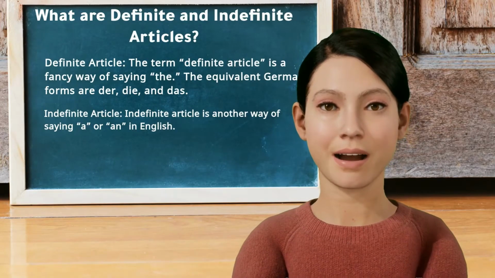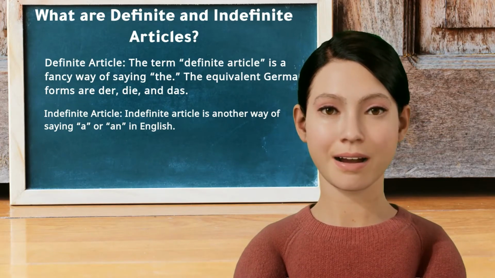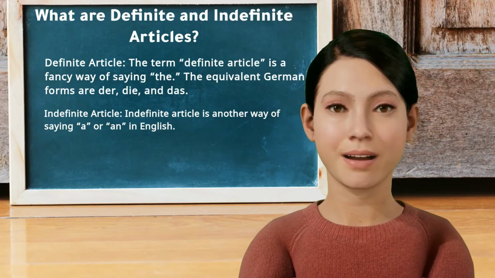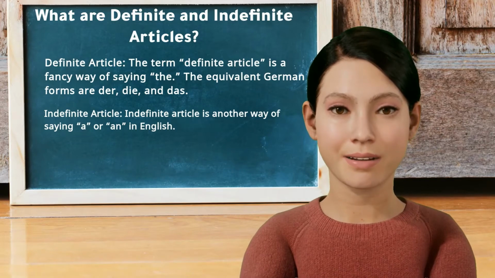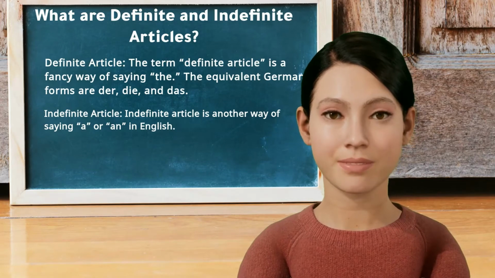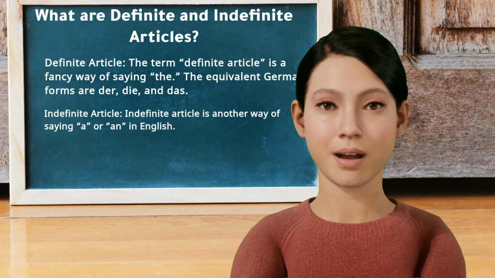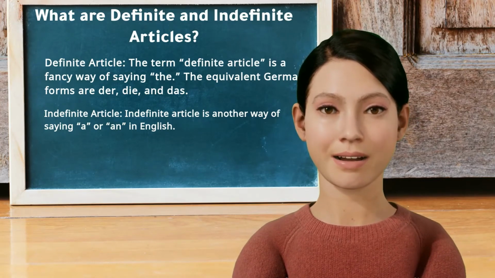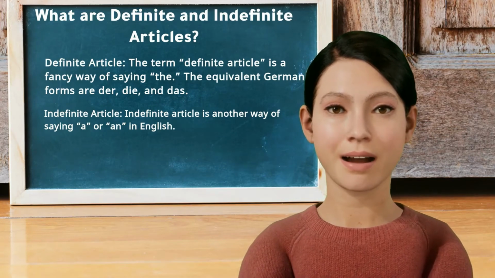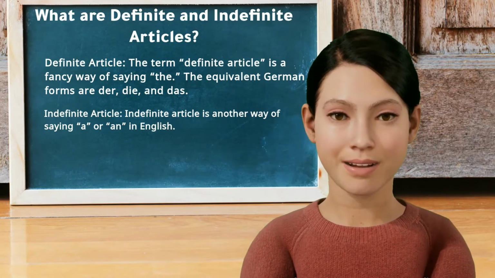What are definite and indefinite articles? Throughout your German language learning journey, you'll likely come across many complicated sounding grammar terms. Luckily, you don't have to memorize all these names to learn basic German. So the definite article is a fancy way of saying the. The German equivalent forms are der, die, and das. For example, the car drove over the bridge. Indefinite articles are a fancy way of saying a or an in English. For example, a car drove over a bridge.